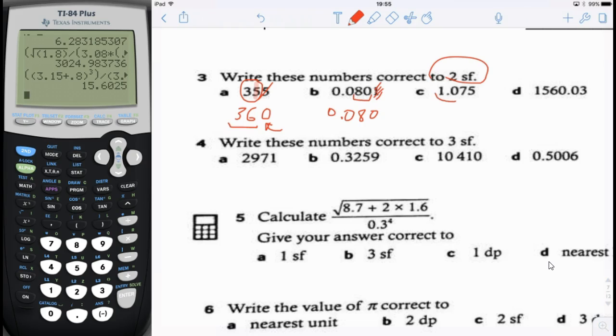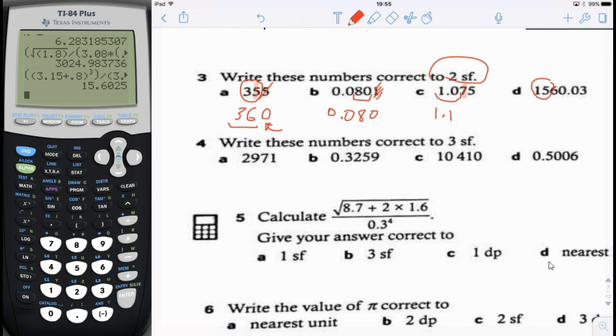1.075, so we want to keep the first two significant figures. The 7 is going to round the 0 up to a 1, right? So it's going to be 1.1, and the rest of them we just ignore, okay? And we don't need to put them there because it's not going to change the value if we don't.